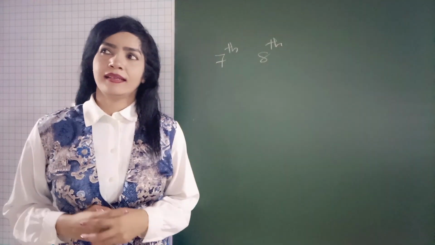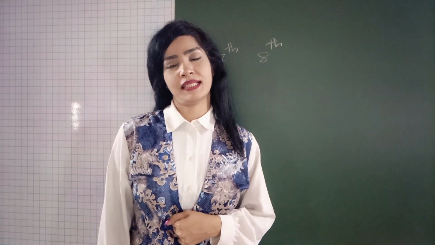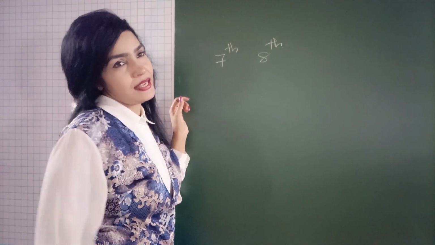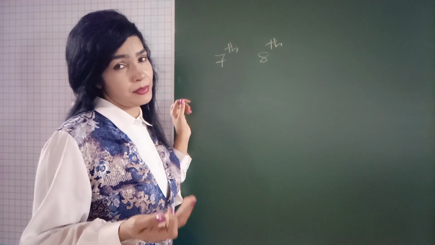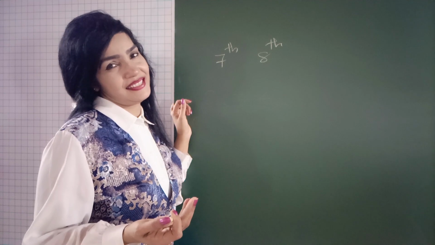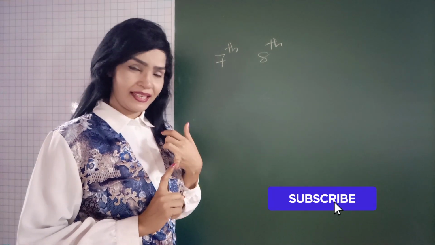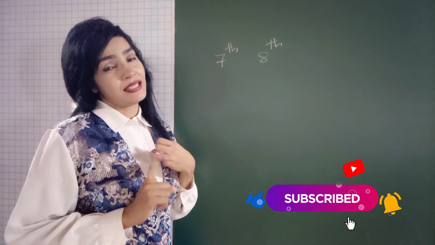Okay, if a question asks you, what are the 7th and 8th prime numbers? How would you answer? Yes, 7th and 8th. So you should know what a prime number is. What's a prime number? A number that can be divided by 1 and itself. So what is the other definition?